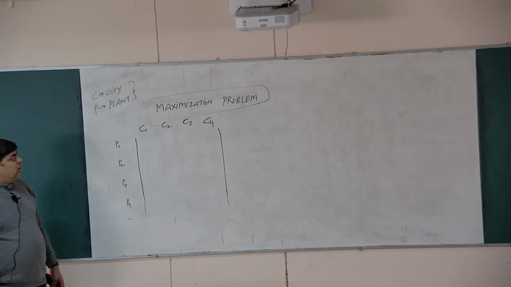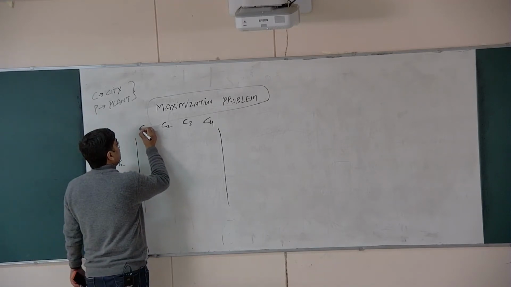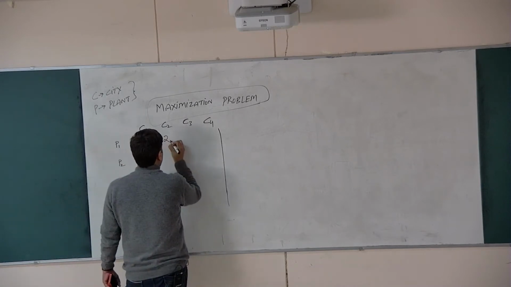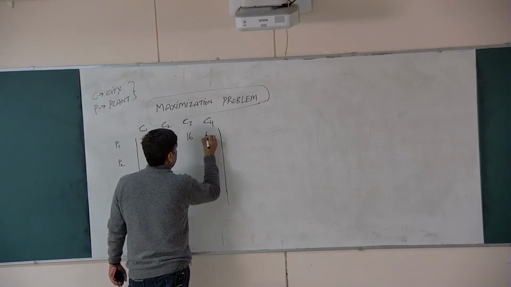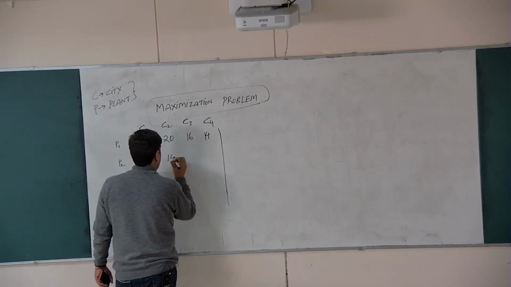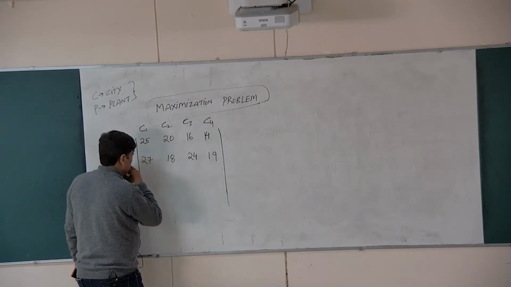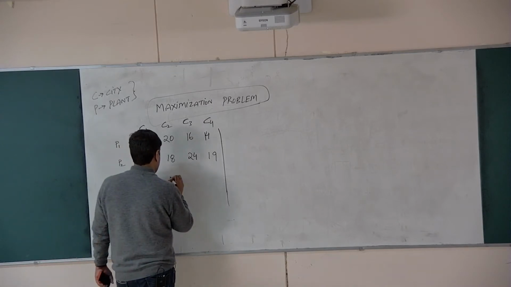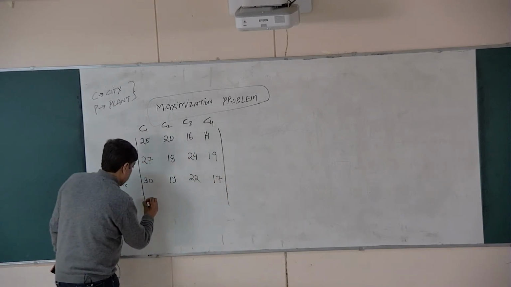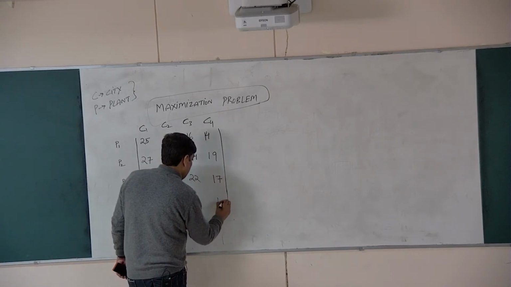Now suppose you have to carry out the assignment so as to maximize the profit, and I am writing here the amount in revenue generated in millions: 25, 20, 16, 14, 27, 18, 24, 19, 30, 19, 22, 17, 15, 19, 28 and 16.